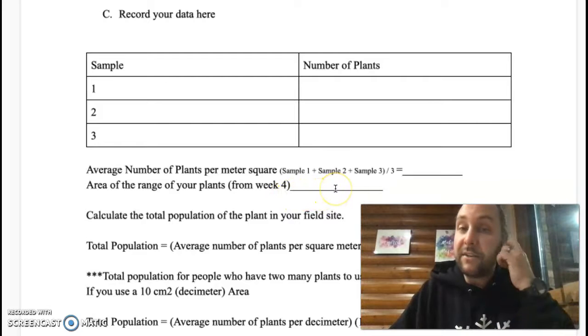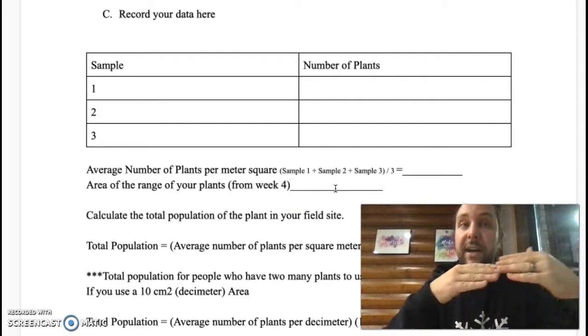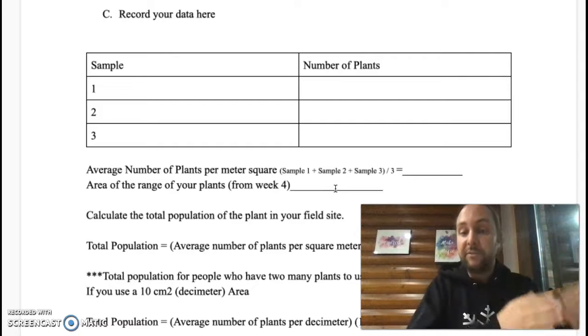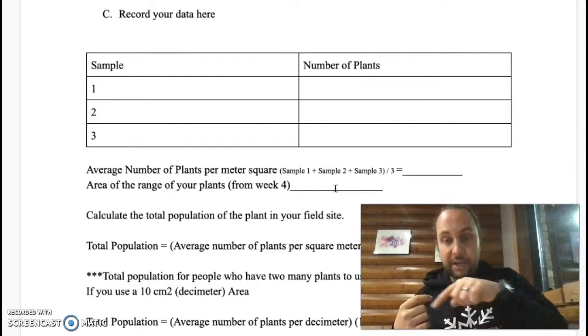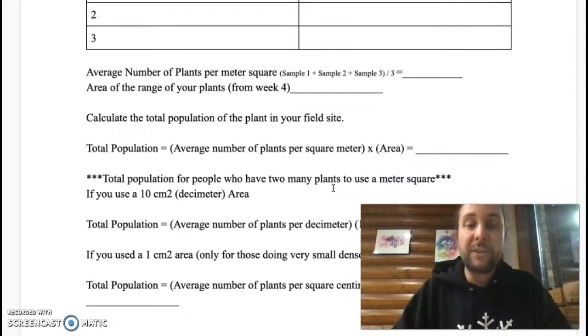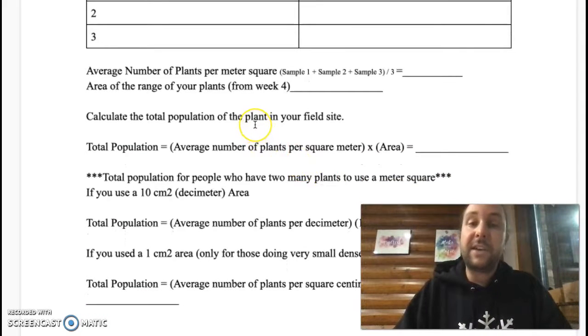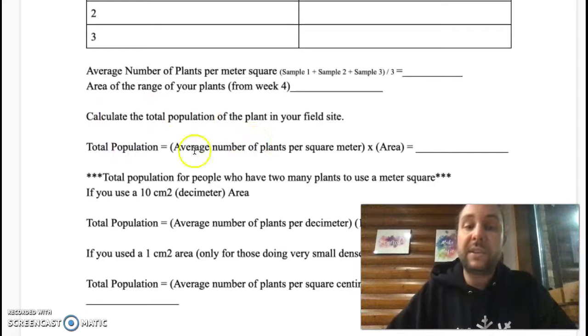You're going to put the data on the range of your site that you calculated in week 4. You used an area drawing tool on a map to draw the area. You're going to put that there. And then you're going to calculate the total population of the plants in your field site. Now, if you just regularly use the meter square, everything's good. All you need to do is take that average number of plants and multiply it by the area.